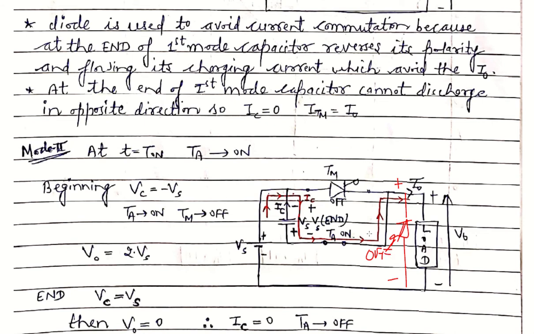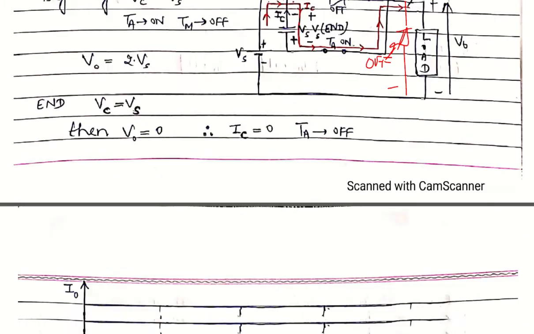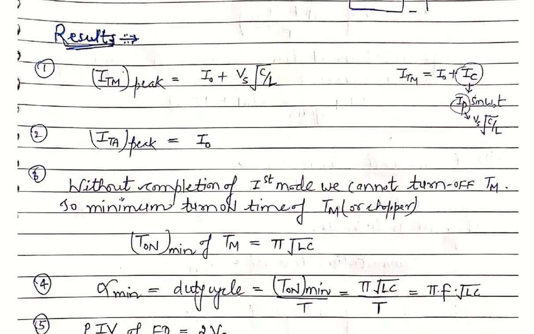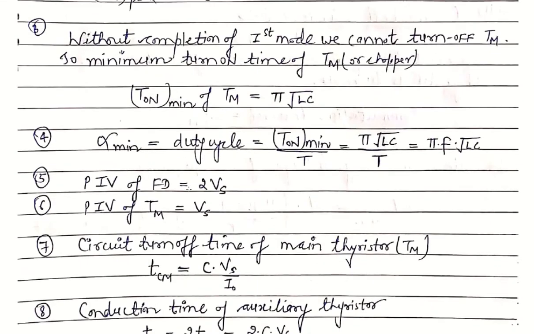So what is the peak amount of voltage? If you apply KVL, Vs plus Vs, 2 Vs, that is the amount of voltage that will be applied at the output side to keep this freewheeling diode in the off condition. So the peak inverse voltage of this freewheeling diode will be equal to 2 Vs.